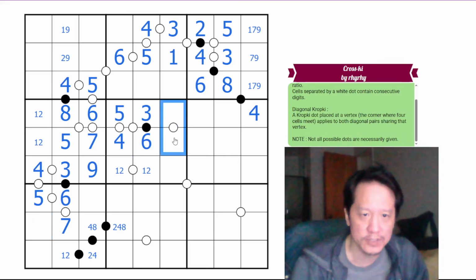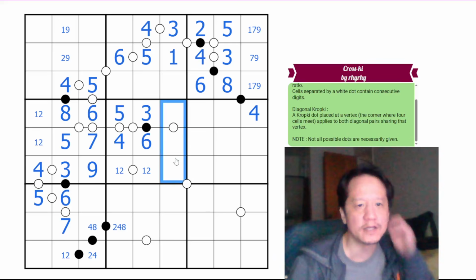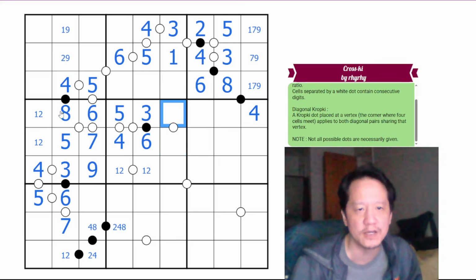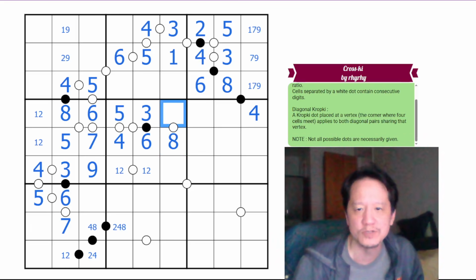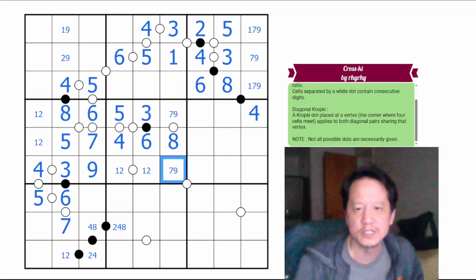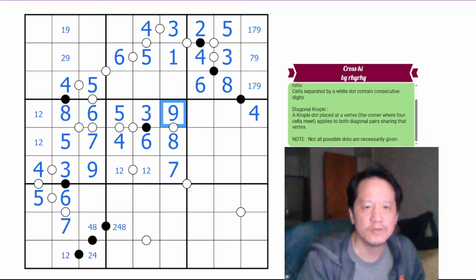These digits are consecutive. It's 7, 8, and 9. We have to have 7 and 8 or 8 and 9 here, which means 8 has to be one of these two cells. 8 can't be here because of 8 in the row. So this is 8, which is consecutive with 7 or 9. We have 7 or 9 here. This can't be 9 because of 9 in the row. So this must be 7, which makes that 9.